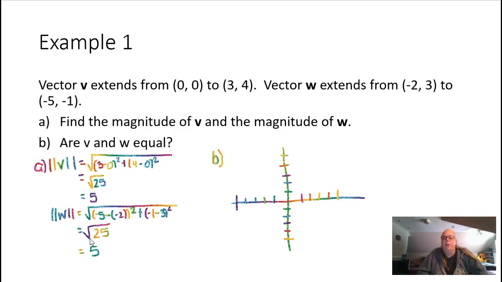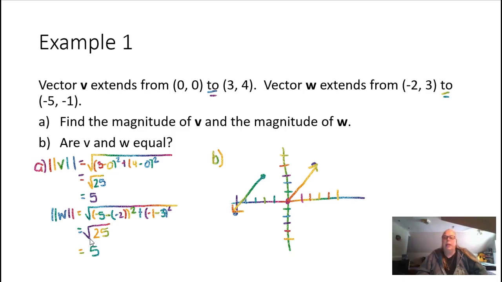All right, 0, 0 will be right here. Positive 3, positive 4, right there. And this word "to" right here tells me that the endpoint is going to be at 3, 4, and the vector is going to end right there. Our other one starts at negative 2 and positive 3. This is going to be our starting point, and at negative 5, negative 1, that's where my endpoint is going to go.